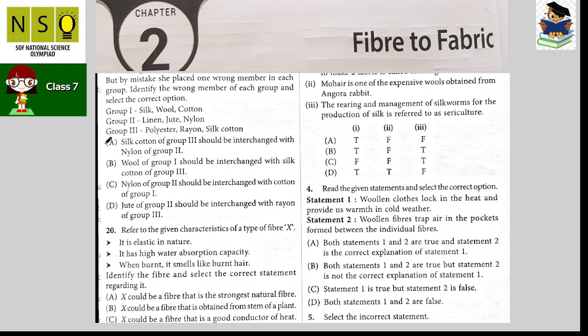After going through these groups we can say that option A is the correct option. Why? Because silk cotton of group 3 should be interchanged with the nylon of group 2. In group 1, silk and wool are animal fibers, whereas cotton is a plant fiber. In group 2, linen and jute are plant fibers, whereas nylon is a synthetic fiber. In group 3, polyester and rayon are synthetic fibers, whereas silk cotton is a plant fiber. So we have to interchange silk cotton from group 3 and nylon from group 2.